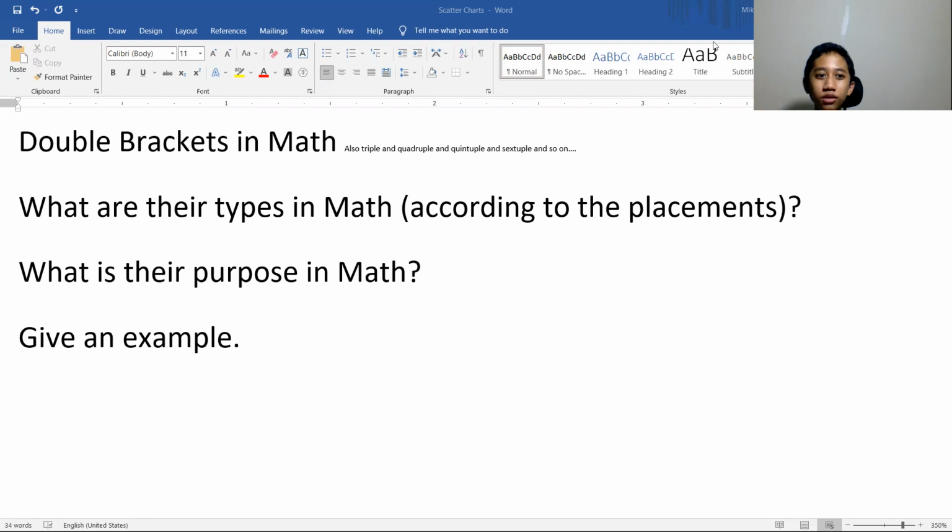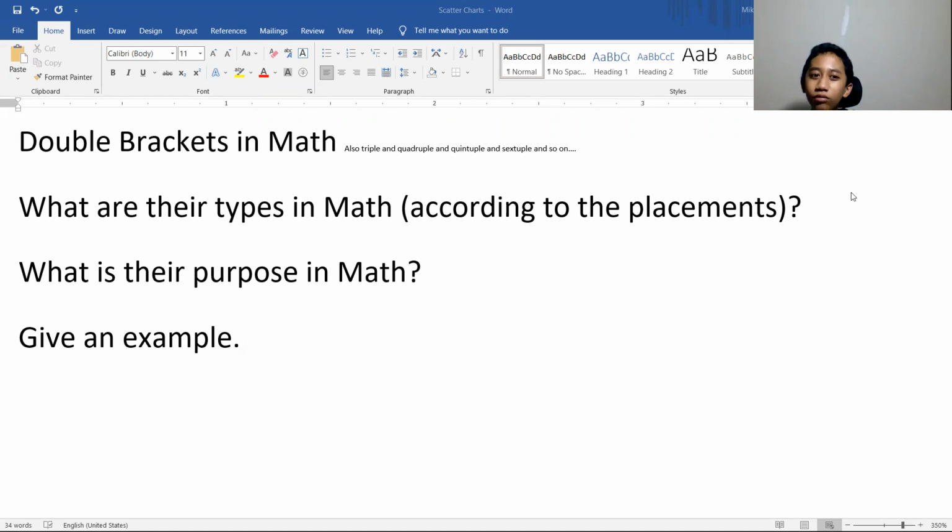Today I am going to talk about double brackets in math, also triple and quadruple and quintuple and sextuple and so on. By the way, if you don't know, triple means 3, quadruple means 4, quintuple means 5, sextuple means 6, and such. You should have figured that out if you don't know. If you already know, congrats on knowing a part of this video.